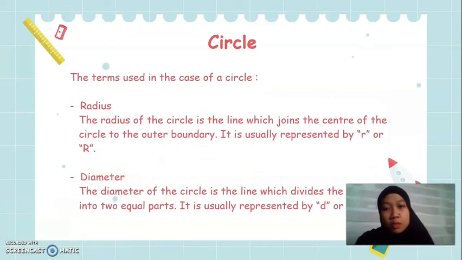The terms used in the case of a circle. First is radius. The radius of the circle is the line which joins the center of the circle to the outer boundary. It is usually represented by small r or big R. The second is diameter. The diameter of the circle is the line which divides the circle into two equal parts. It is usually represented by small d or big D.